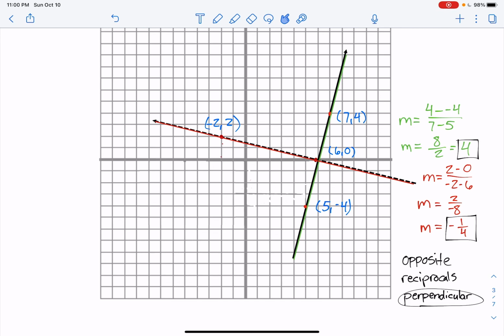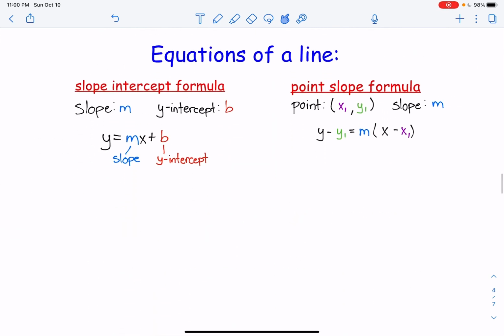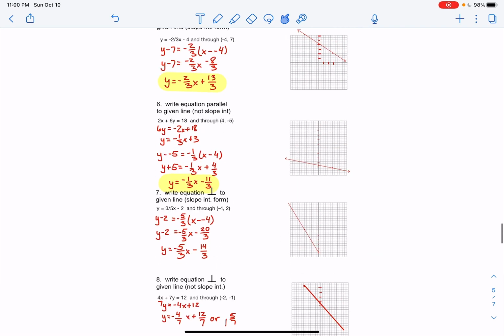And lastly, for doing 3-6, those are the 2 formulas you're going to use, and those are all the cases. Hope this helps. Thanks, guys.